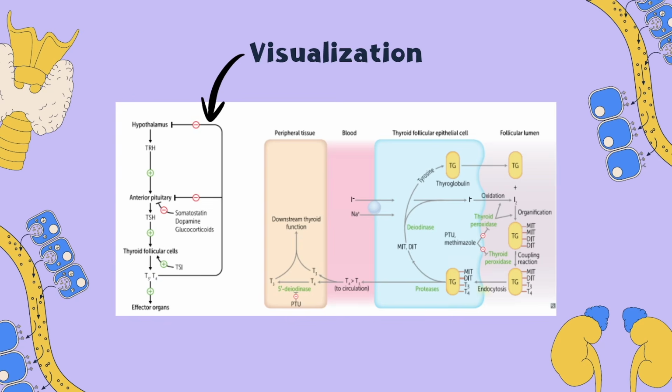Okay? Now, based on the concept that I just explained, a patient comes to you with high T3, T4, but low TSH and low to normal TRH. What organ or what gland do you think is affected? Again, high T3, T4, low TSH, and low to normal TRH.